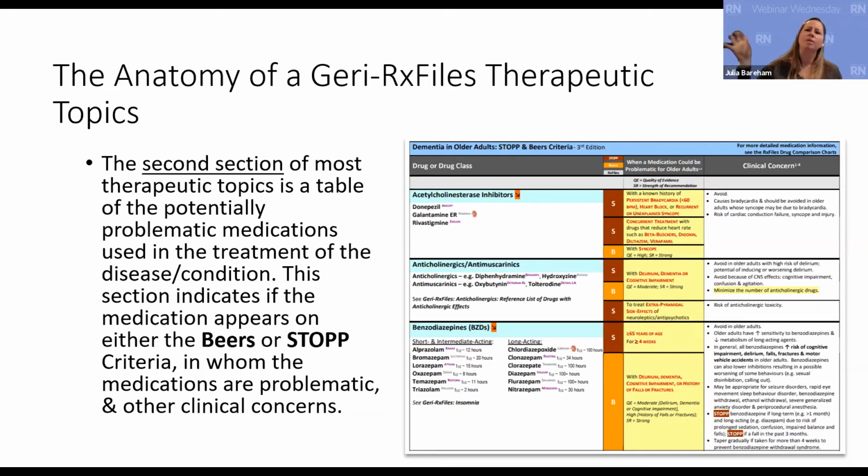And this is where we pulled in the STOP and the Beers criteria. So the STOP and the Beers criteria, two tools that exist to identify potentially, they say, inappropriate medications for individuals 65 and older based on either their health condition or just the fact that it's an older adult population. At one point, I know Beers criteria was used as a bit of a quality measure in long-term care, which is where this tool also came from.